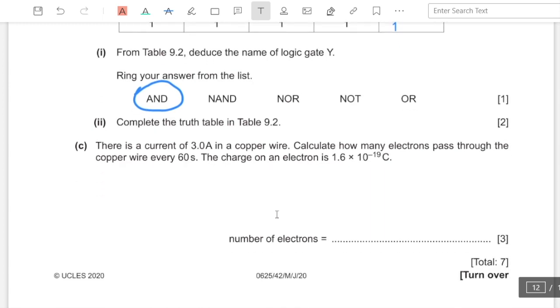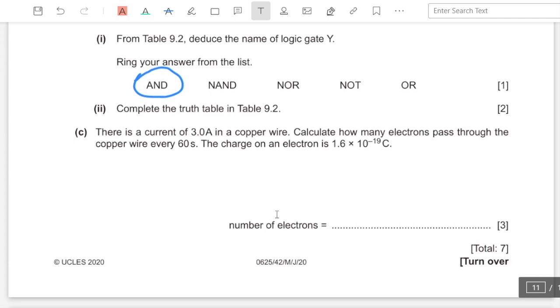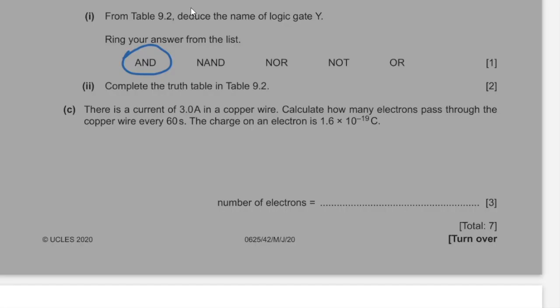C. There is a current of 3 amperes in a copper wire. Calculate how many electrons pass through the copper wire every 60 seconds. The charge on an electron is 1.6 into 10 to the power of negative 19 coulombs. Alright, so charge is equal to current into time.